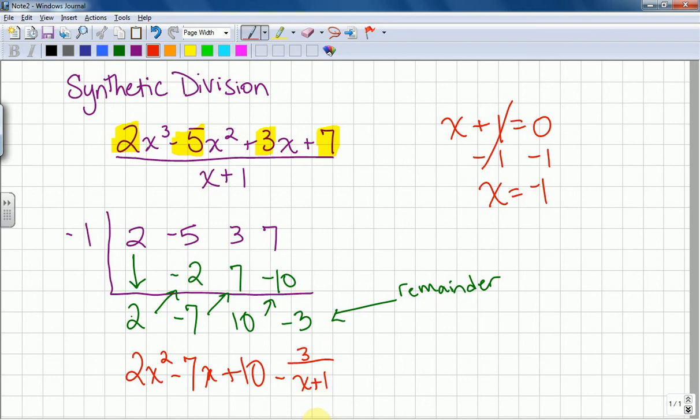Now, if we were asking if this x plus 1 is a factor of this polynomial that we have in the numerator, we would say no, this is not a factor because it does not divide out evenly. If we had ended up with a 0 down here, then we would have said it was a factor because it would divide out easily. This is just one way to use synthetic division.